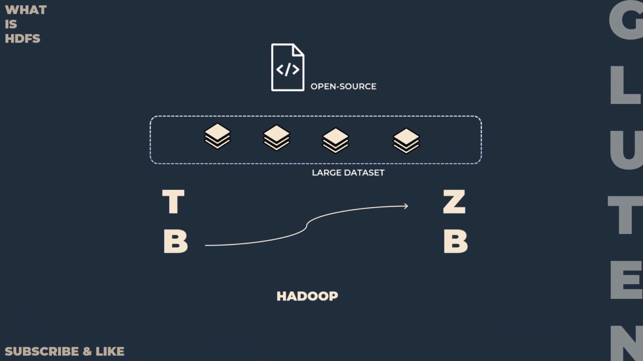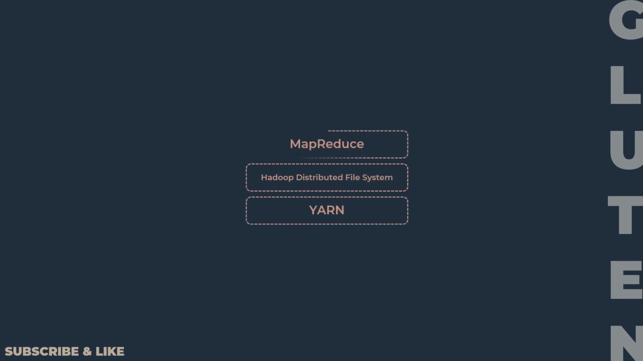Hadoop consists of four main modules: HDFS, YARN, MapReduce, and Hadoop Common. HDFS is used for storing data, and MapReduce is used for processing data. What is HDFS? HDFS stands for Hadoop Distributed File System. HDFS operates as a distributed file system designed to run on standard or low-end hardware.